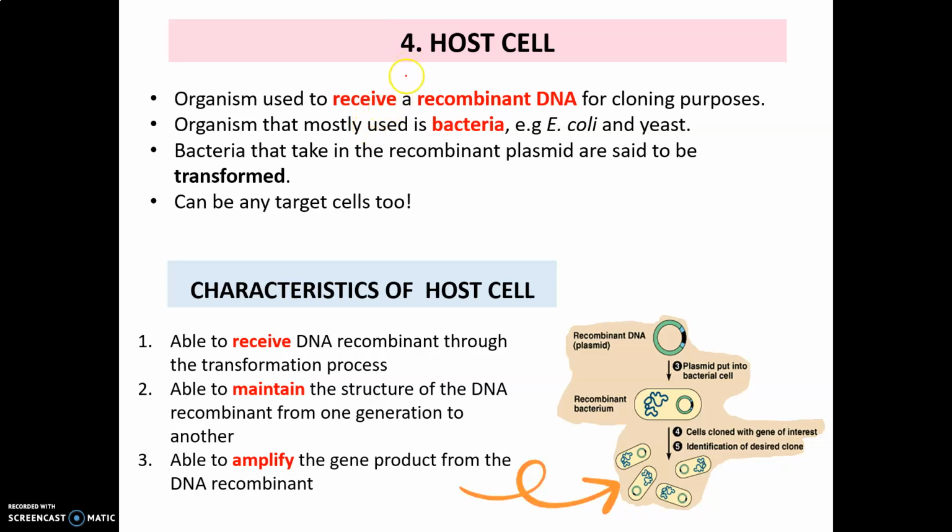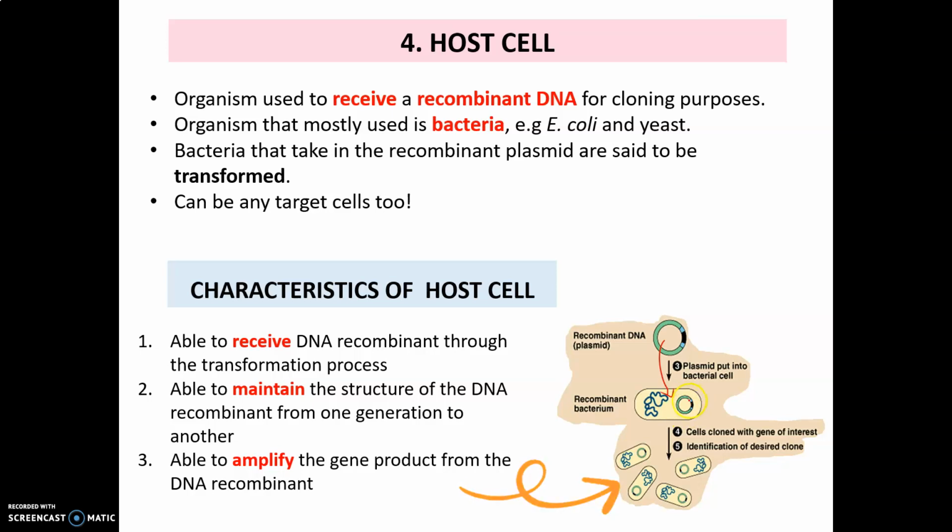Okay, yang keempat adalah host cell ataupun target cell, disebabkan host cell itu adalah sel yang akan terima the plasmid DNA. The characteristic of the host cell yang paling penting adalah able to receive recombinant DNA ataupun recombinant plasmid through transformation process. Nanti kita akan tengok the steps lah. Dan bila dia dah terima masuk ke dalam ini, it should be able to maintain the recombinant plasmid.